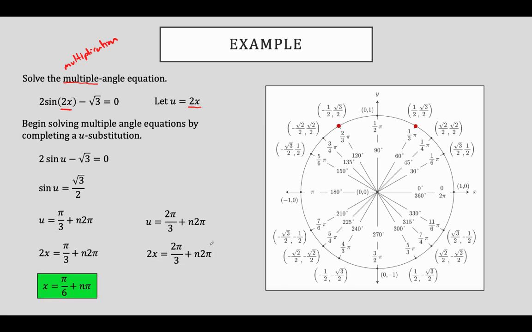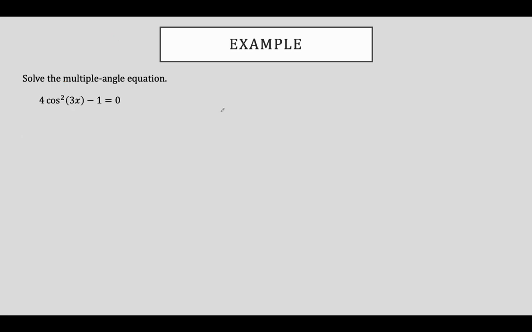I do the same thing with my solution here. To solve for x, I divide everything by 2. That's the same thing as multiplying by 1/2. That gives me x is equal to pi over 3 plus n pi. And that is how we go about solving multiple angle equations. Use this U substitution technique anytime you see multiplication of an angle, a multiple of an angle, inside of a trig function. Let's try another one.